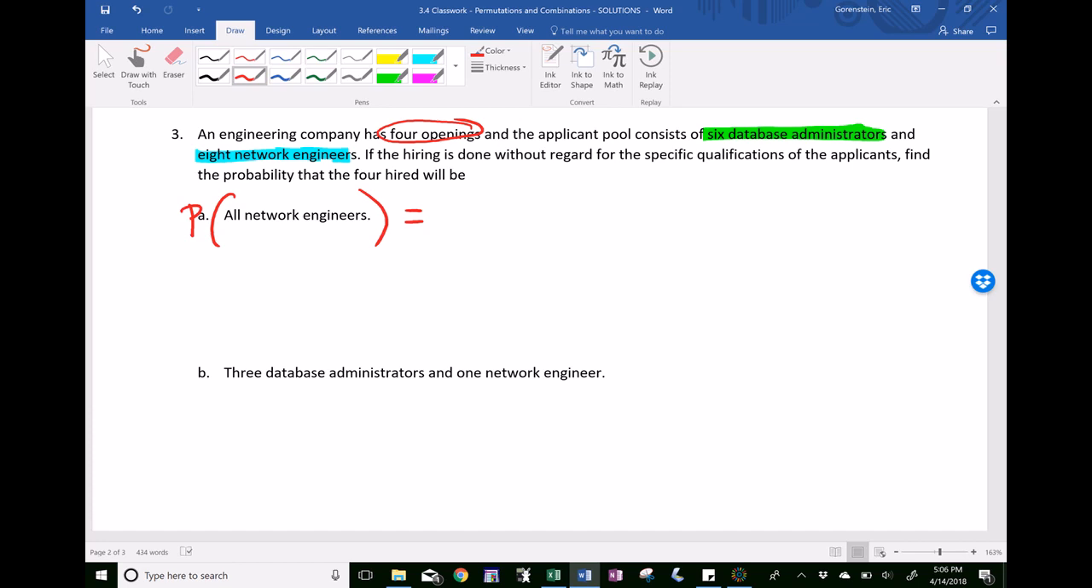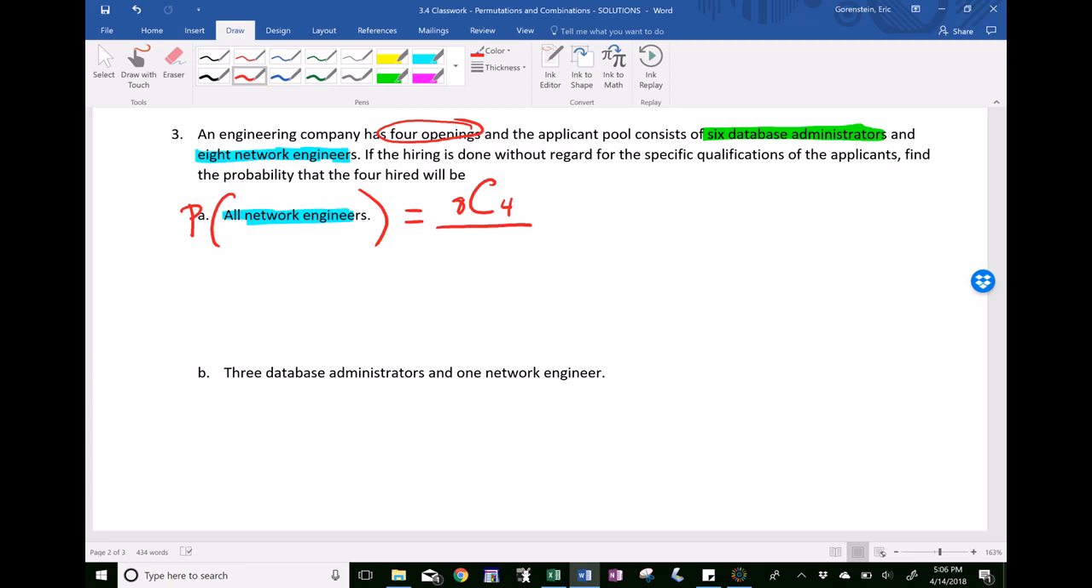And let's see, we have network engineers, that's blue. So there's 8 of them, and we're picking 4. We're just picking a group of 4, so order doesn't matter. No repeats, order doesn't matter, that has to be a combination. So the number of ways we could pick 4 network engineers is 8 combination 4.